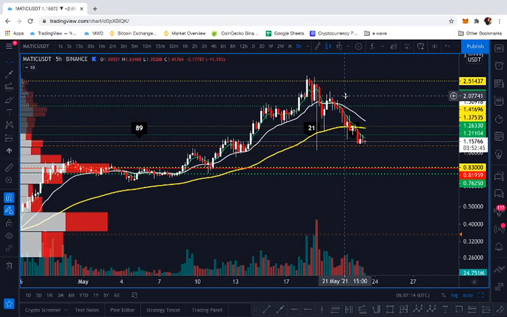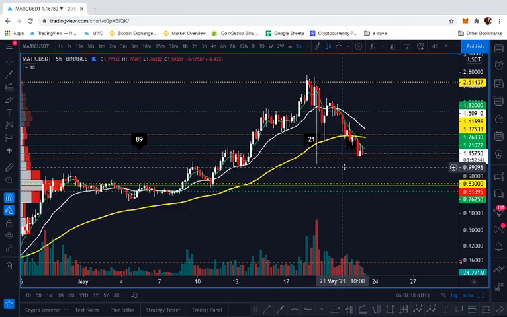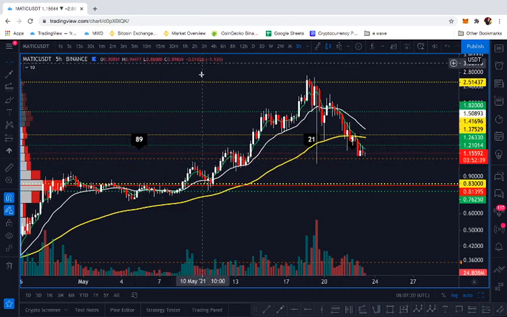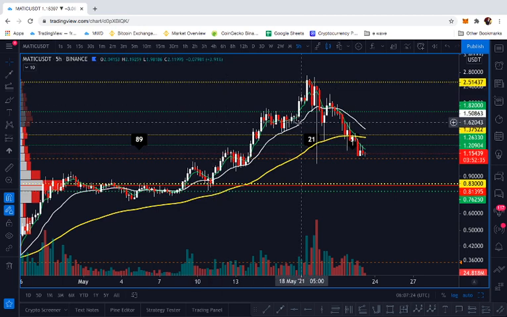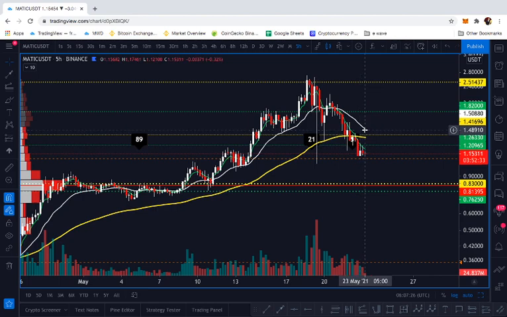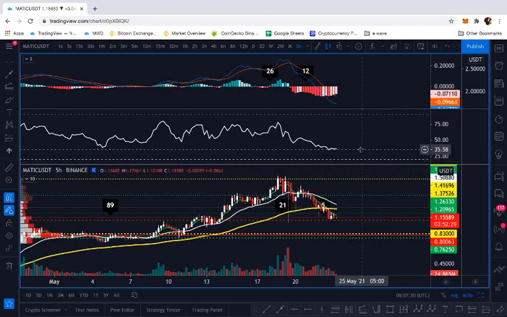So let's talk about these moving averages, these EMAs, and this little system that I built here for trend following to make it easier on the eyes, so I'm not always going back and forth here.